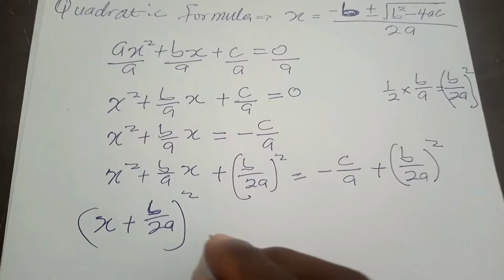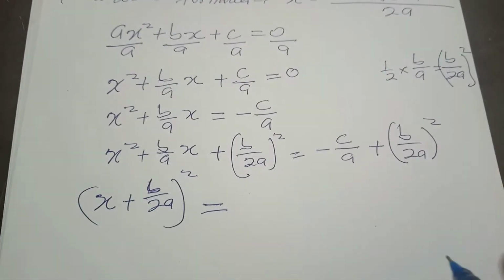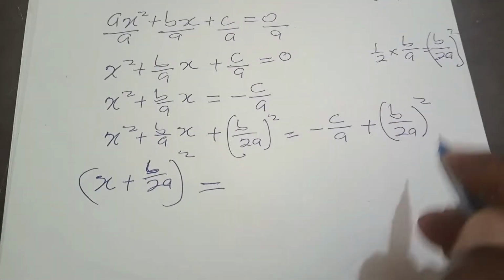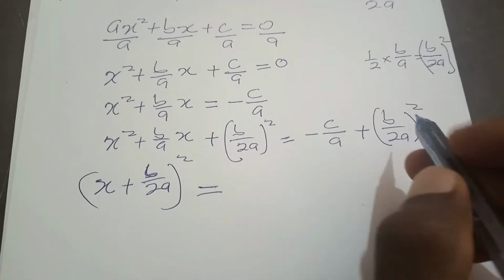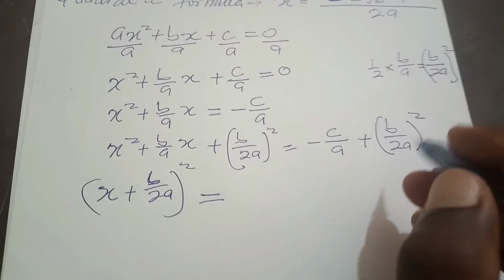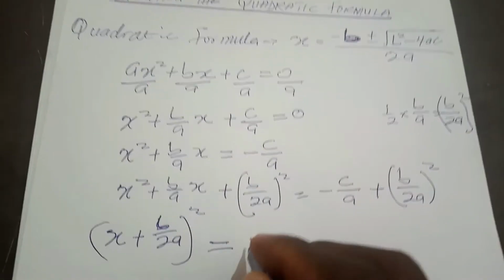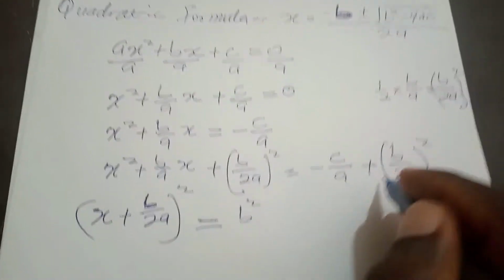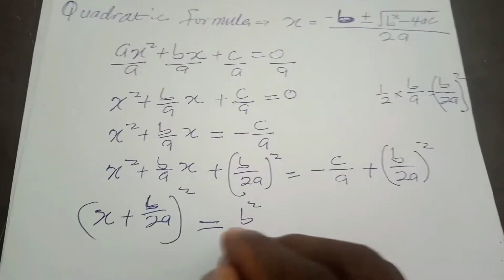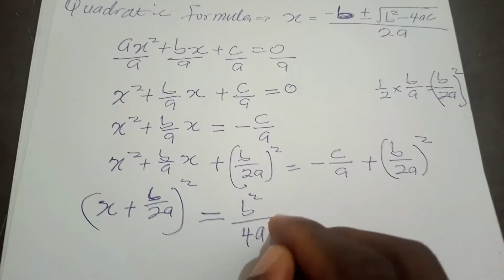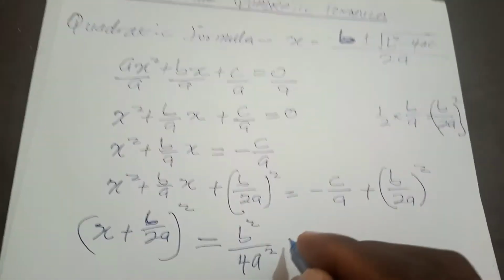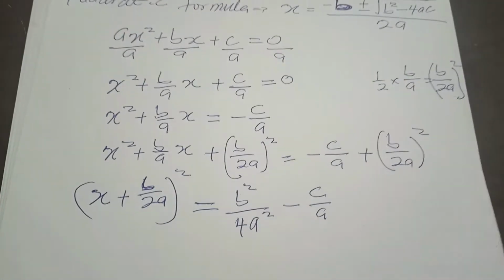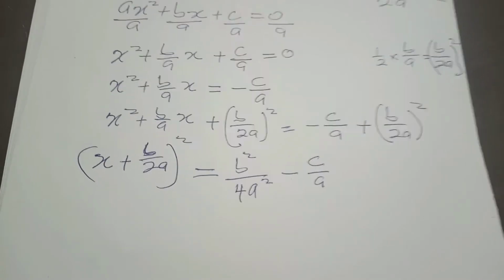Then we simplify the right hand side. Because this is a negative term, I would like to bring it second and bring the positive term first. So I'm expanding this one, opening the parentheses now. b squared will give me b squared, 2a squared will give me 4a squared. Then minus my c over a, because I said I wanted to bring the negative term second.